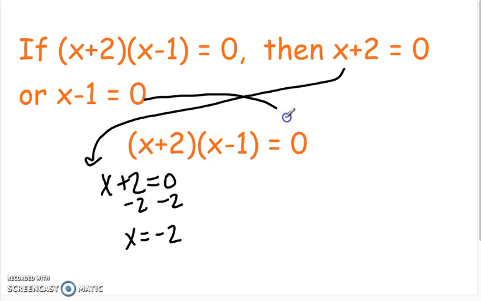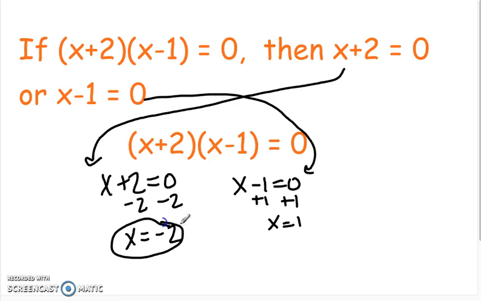And if I told you that x minus 1 could equal 0, then I can solve for x here. Plus 1, x equals 1, which means that either x has to equal negative 2 or x has to equal 1. Now if I take this original equation all the way up top here and I plug in negative 2, what's negative 2 plus 2? It's 0. And if I plug in 1, what's 1 minus 1? That's 0. So as long as one of those two things is true, then they will multiply to 0. Now, why am I talking about this? Because this is the exact concept that helps us solve quadratics when we're using the factoring method.